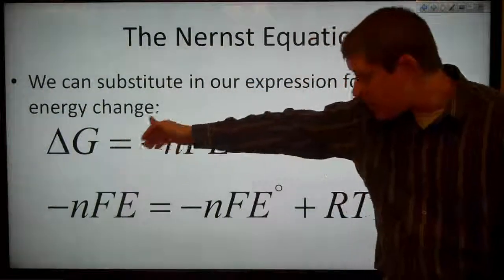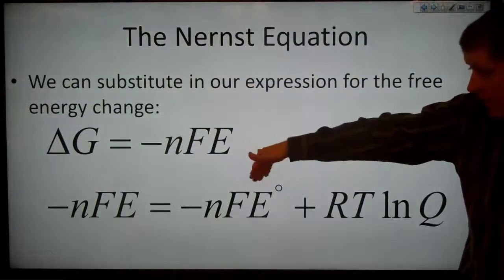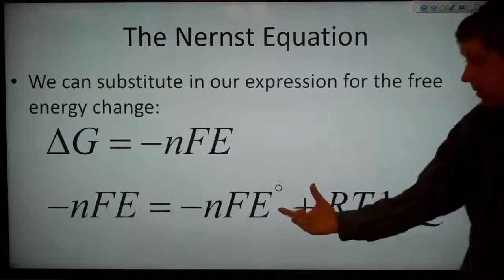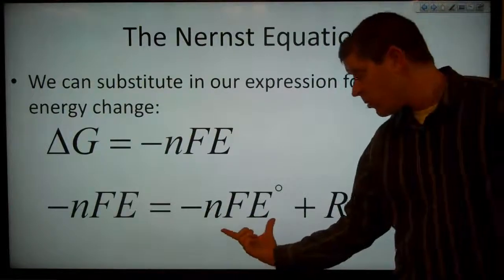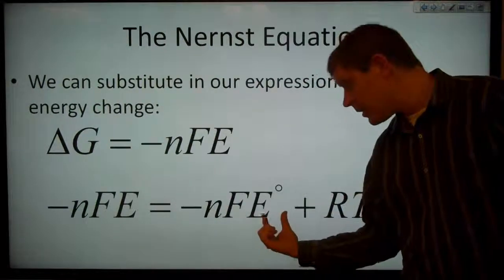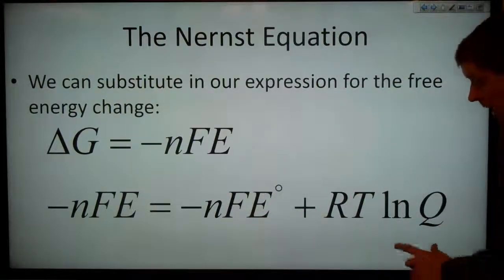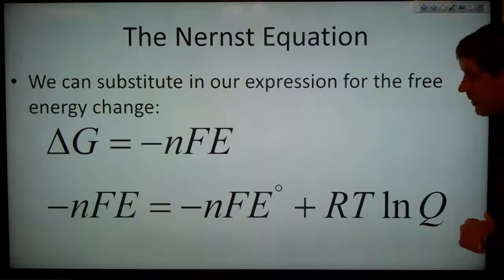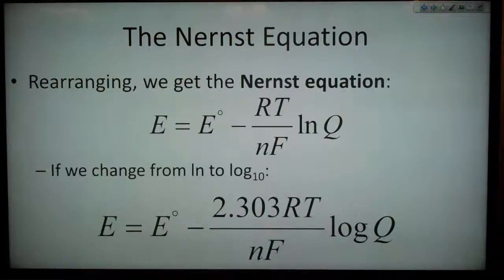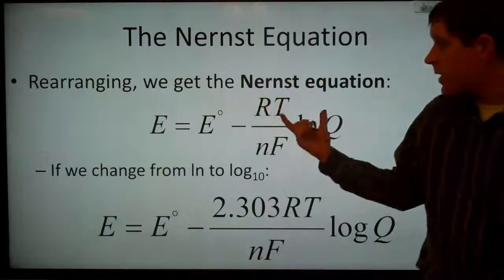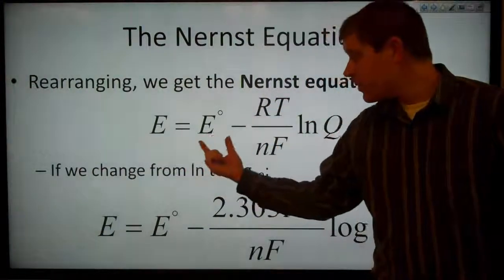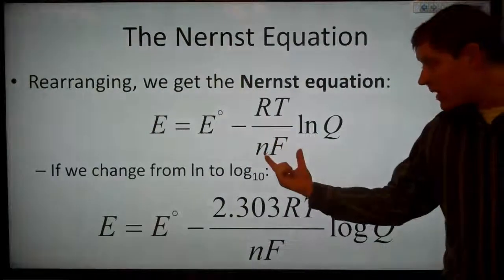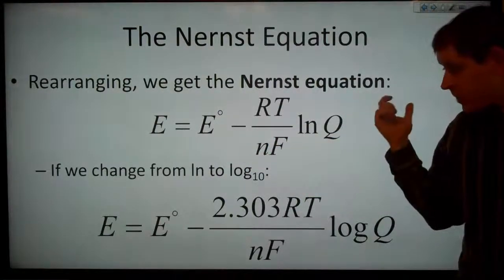So minus nFE is equal to minus nFE naught, because the delta G naught there we can replace with minus nFE naught. And we still then have our plus RT times the natural log of Q. And if we rearrange this, then we get what we call the Nernst equation. So this is E is equal to E naught minus RT over nF times the natural log of Q.